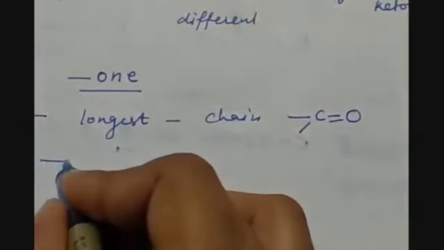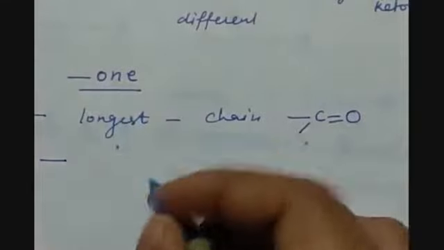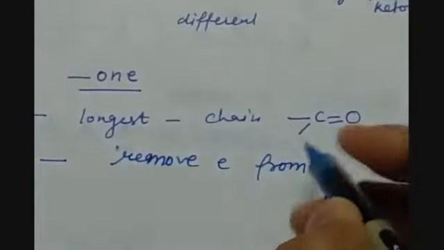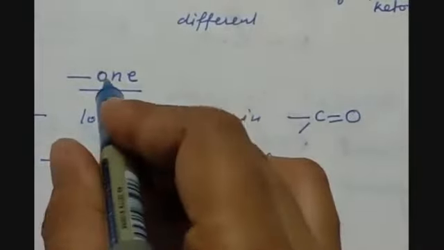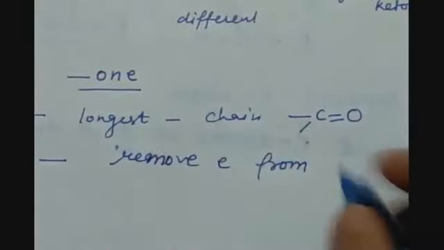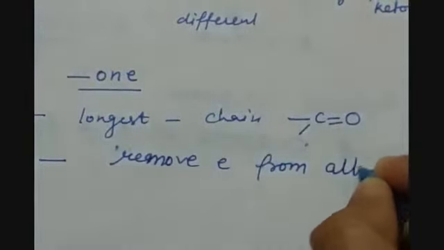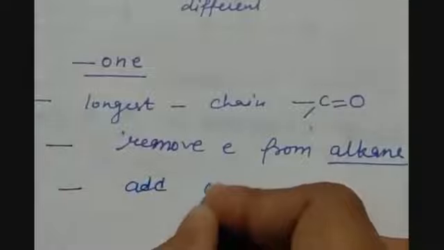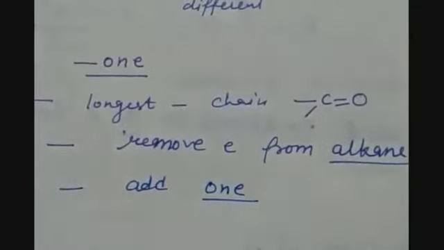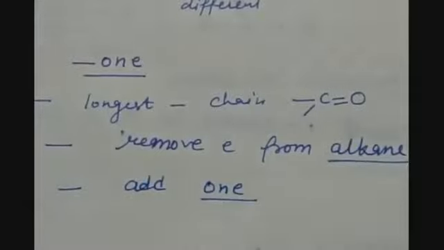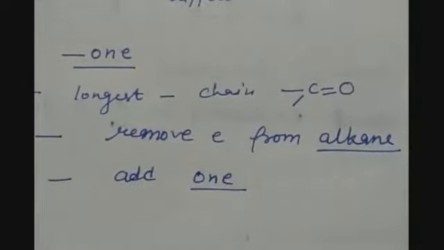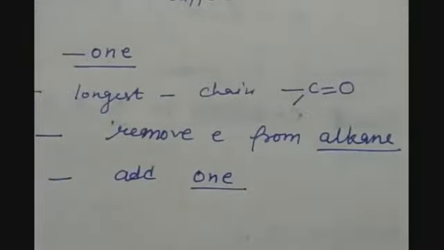Then we have to name it as an alkane chain and remove the E from the alkane, as two vowels cannot exist together, as we have O in the secondary suffix also. Then we have to add -one to it. And one thing you have to make clear is that the ketone functional group is a non-terminal functional group. So it will always come in the middle of the carbon chain, and there is a necessity to mention its position.